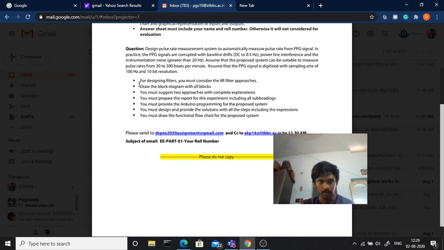And also we need to draw the block diagram. We need to suggest two approaches with complete explanations, and also we need to provide the Arduino programming. So I will explain one by one.